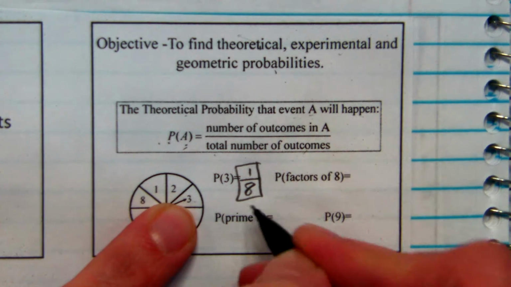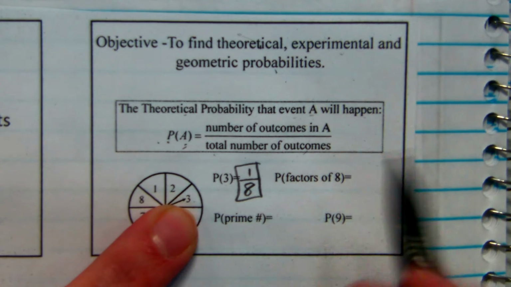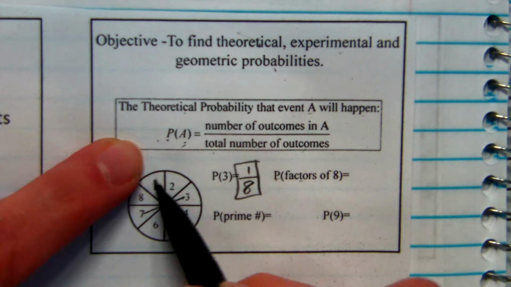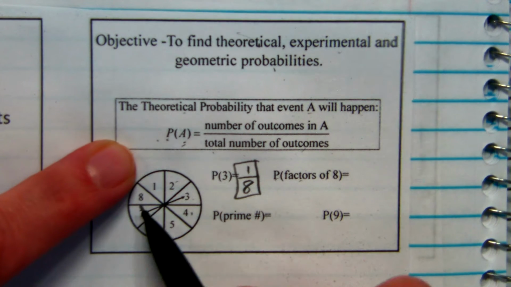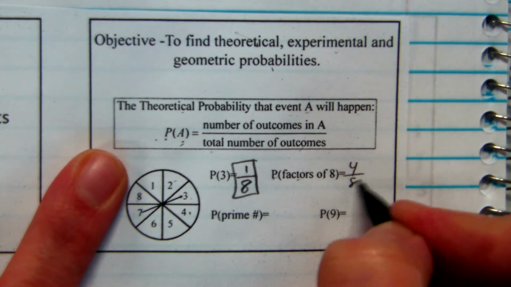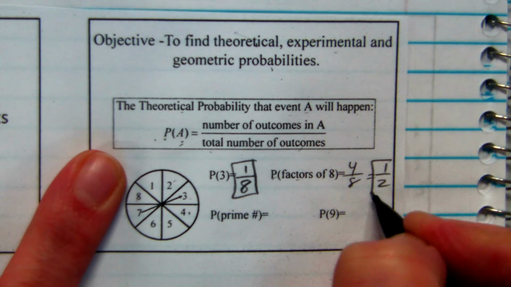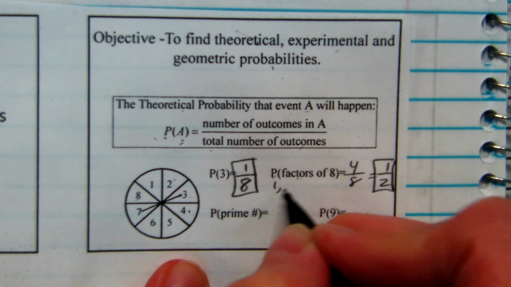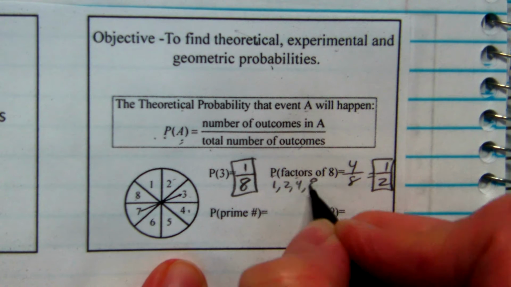So this is going back to some of the stuff you did a long time ago. Probability that you will get a factor of 8. So let's see, that would be 1, 2, 4, and 8. So that's 4 out of 8, which reduces to 1/2. You could also write that as 0.5 or 50%. So I'll write down those factors just so we have it in the notes.